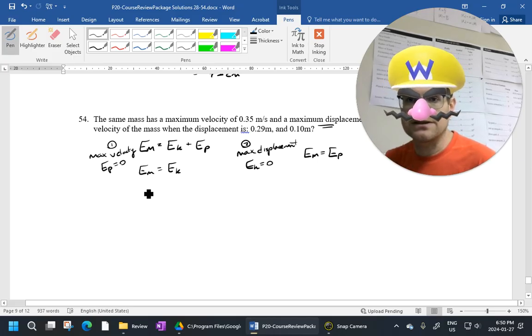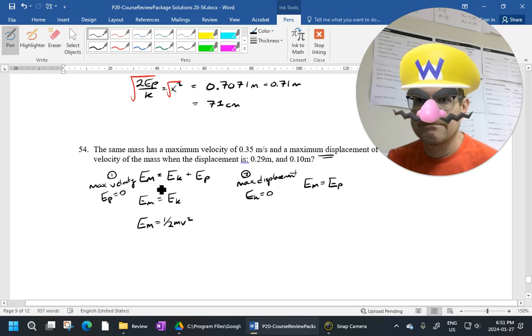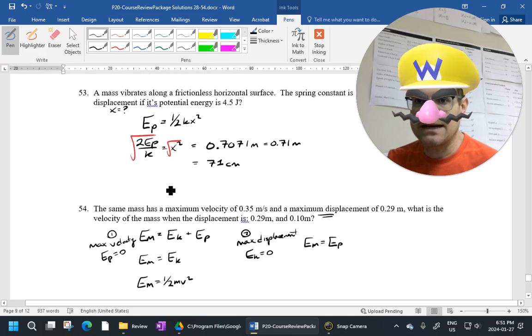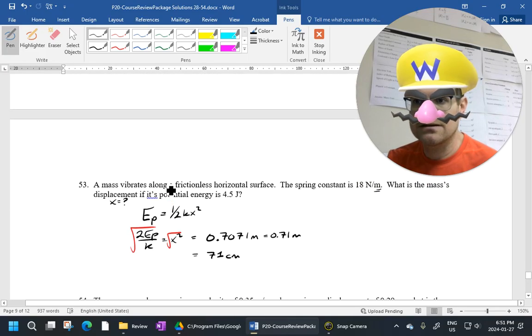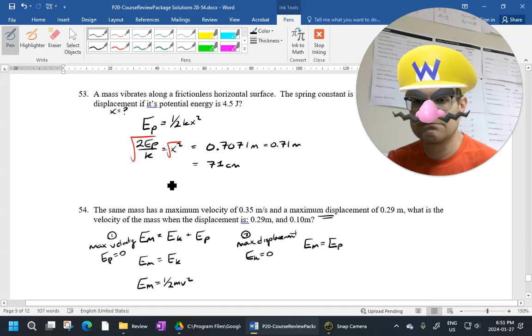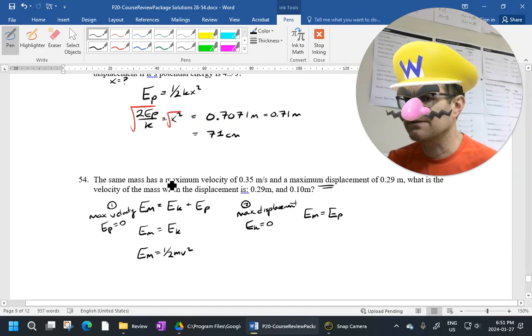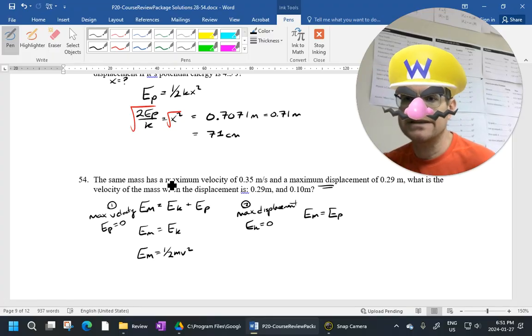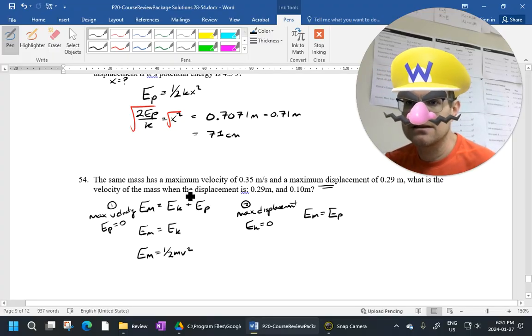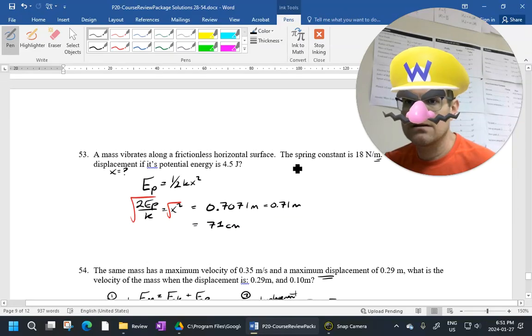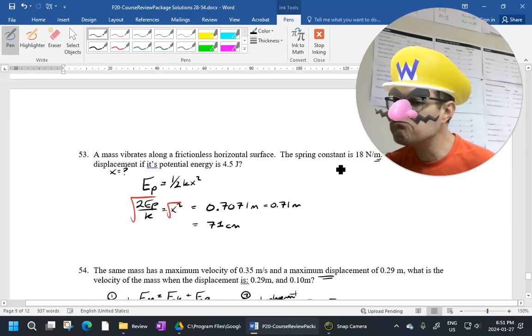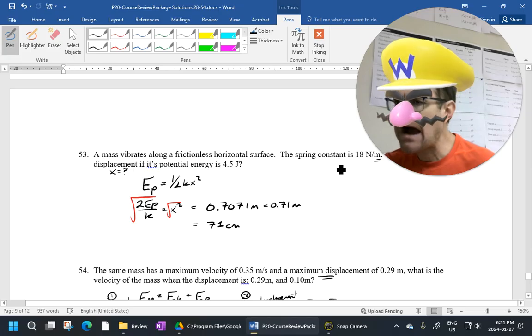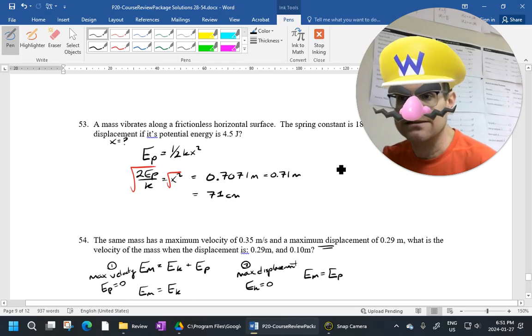So let's go to the first part here. My EM is going to be 1/2 mv squared. That same mass. Do we have a mass up here? Mass this, mass that. Maybe that's what's going to help us figure out the mass. Oh, no. The same mass has a relaxed velocity. Am I assuming that's the same K value? Maybe that's going to help us, because I've got to figure out the mass of this object.